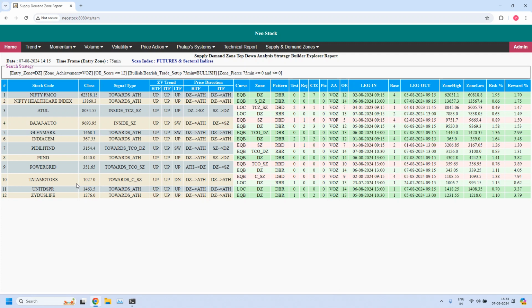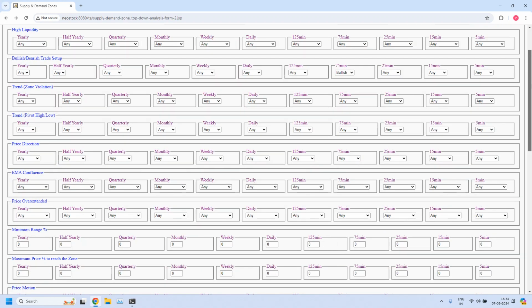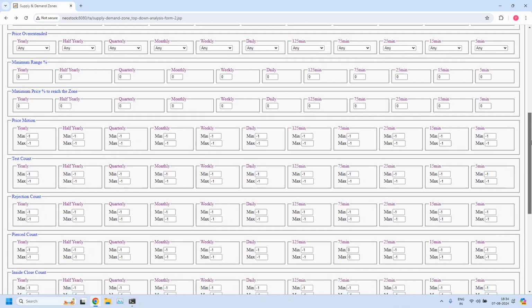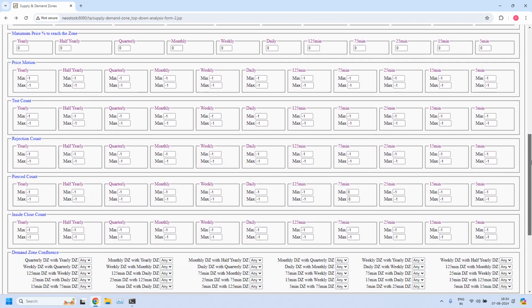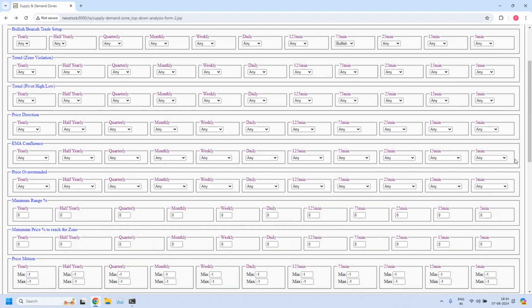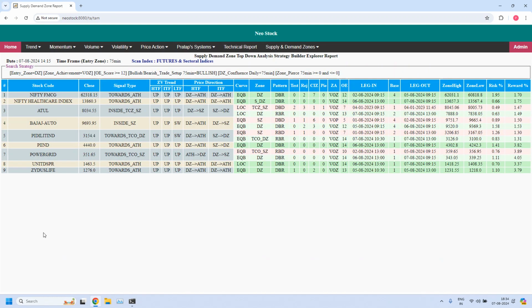let us check the zone confluence with ITF time frame. Entry time frame 75 minutes is LTF, ITF is daily. So these are the demand zone confluence. We should look for 75 minutes demand zone with the daily demand zone. So I have enabled the option yes. Now let us filter. Now the list has come down to 9 from 12. That means all these 9 stocks are having zone confluence.